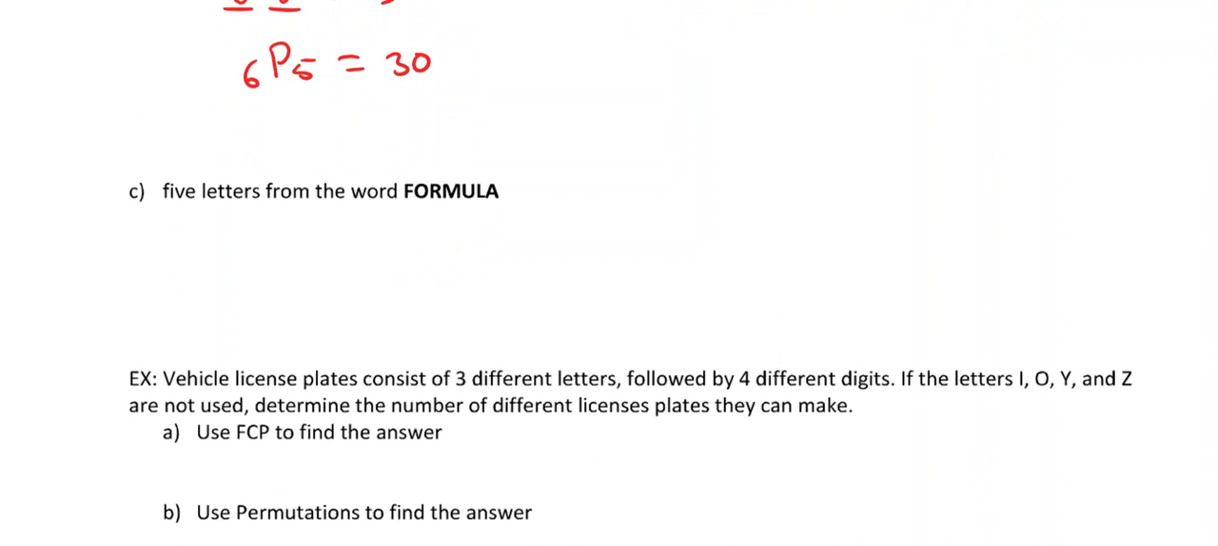Okay, I'm just going to jump down to the last one here too. So 5 letters from the word formula. All right, so this is just going to be the same thing as 7P5. 7 pick 5. So that's 2,520.